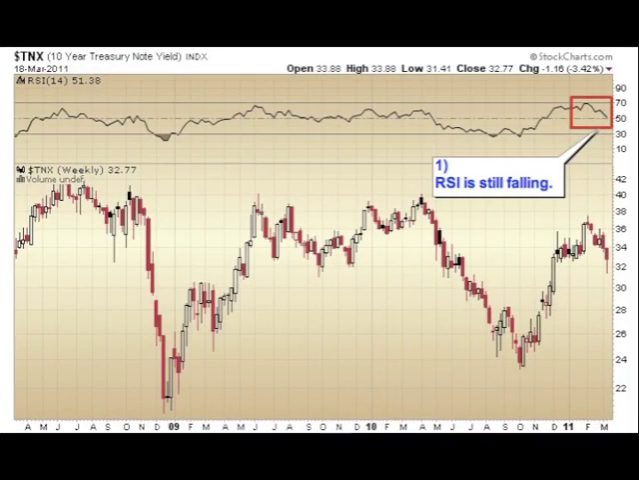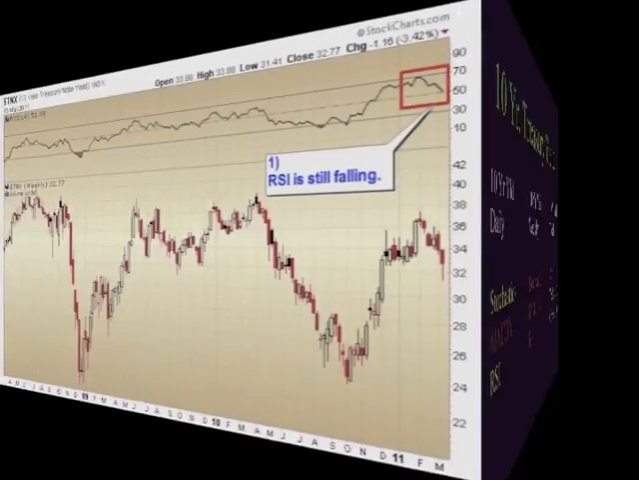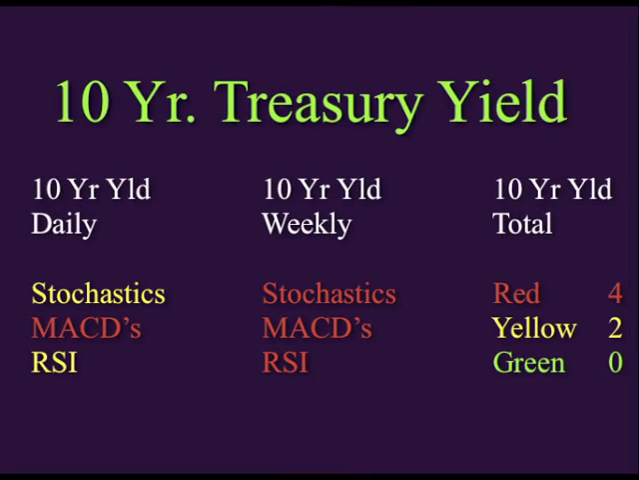And we see too up top, the relative strength index is looking bearish. It's falling too from the 70 line. Gave this one a red mark. And so summing things up for the 10-year Treasury yields, we analyzed the daily charts and the weekly charts. On the daily charts, we were neutral on the stochastics, so we gave them a yellow mark. And we were negative on the MACDs, so we gave those a red mark. And we were still neutral on the relative strength index, so we went yellow there.